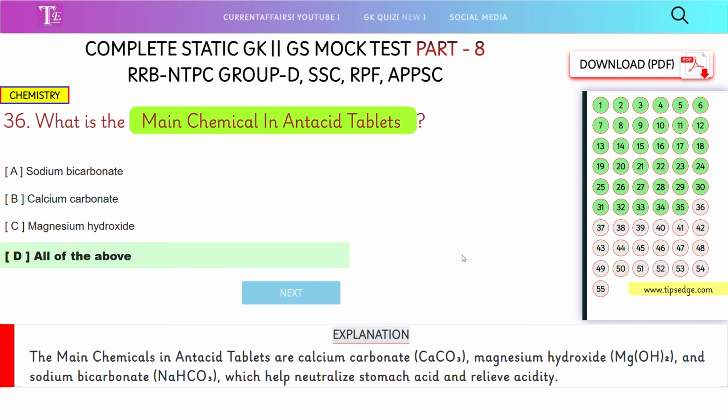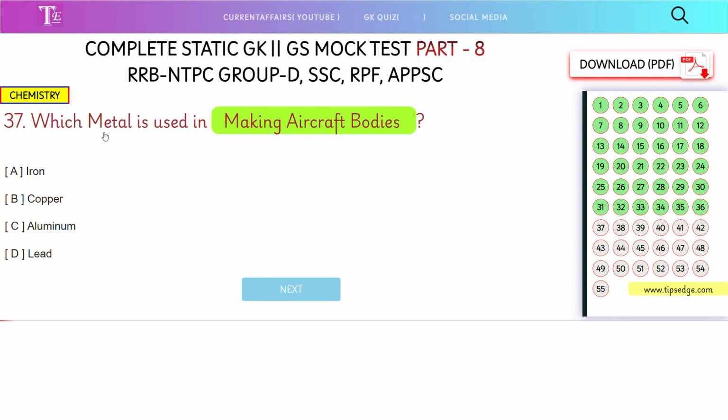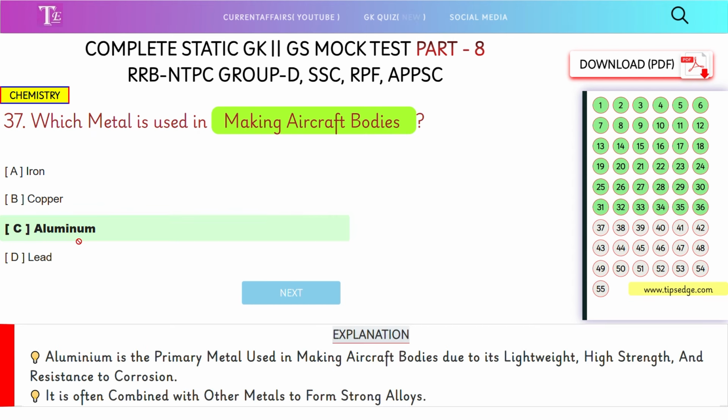Now moving to the 37th question. Which metal is used in making aircraft bodies? Answer: Aluminium. Aluminium is the primary metal used in making aircraft bodies due to its lightweight, high strength and resistance to corrosion. It is often combined with other metals to form strong alloys.